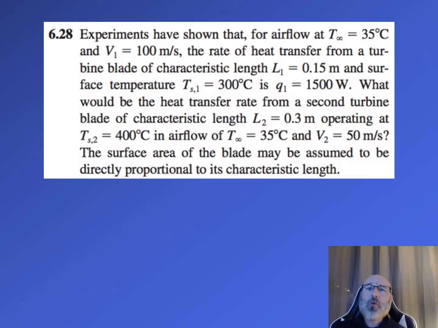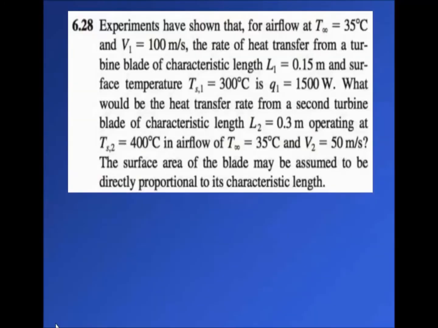I want to take a look at one more example problem and go through my hand solutions for this example problem 6.28 as well. For our next problem, let's take a look at 6.28 from our textbook.